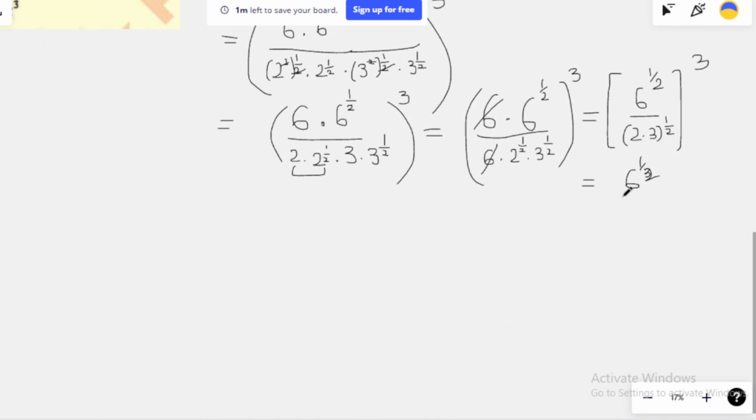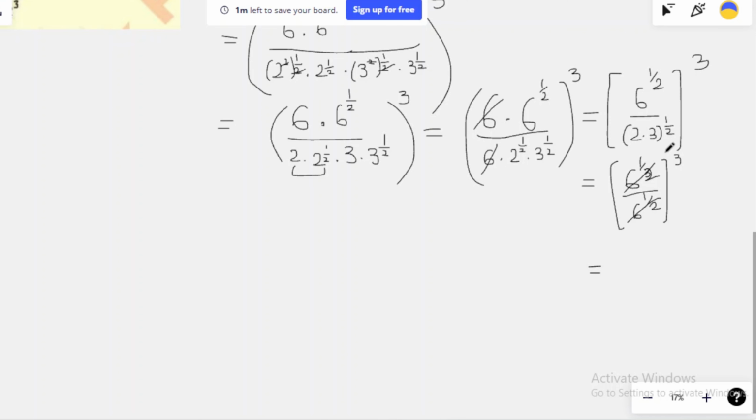This 6 raised to the power 1, and this will also become 6 raised to the power 1 over 2, and this whole thing will be raised to the power 3. And if you look at the numerator and denominator, we can figure out that both of them are similar, so both of them will get cancelled, because whenever you have a fraction whose numerator and denominator are both similar, they can get cancelled.